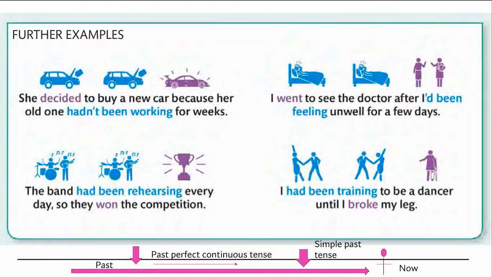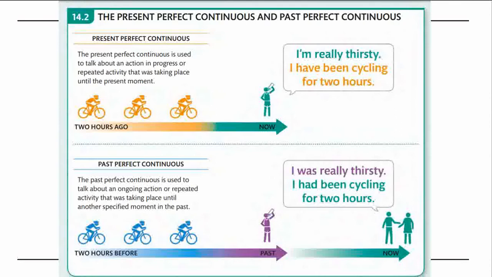Let us proceed and see other examples. The present perfect continuous and past perfect continuous. What is the difference between the two and when to use it? Now let us first understand when to use present perfect continuous tense. The present perfect continuous is used to talk about an action in progress or repeated activity that was taking place until the present moment. So the activity continued and it is coming and you are in the present zone. So it is happening, some continued activities taking place in the present zone.